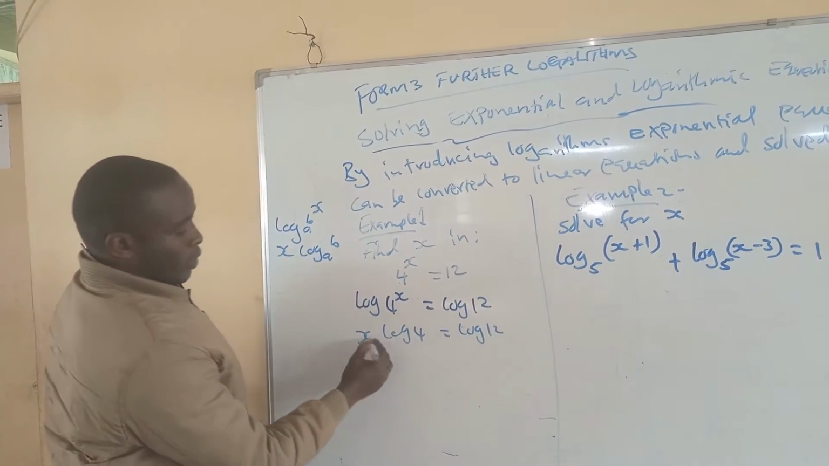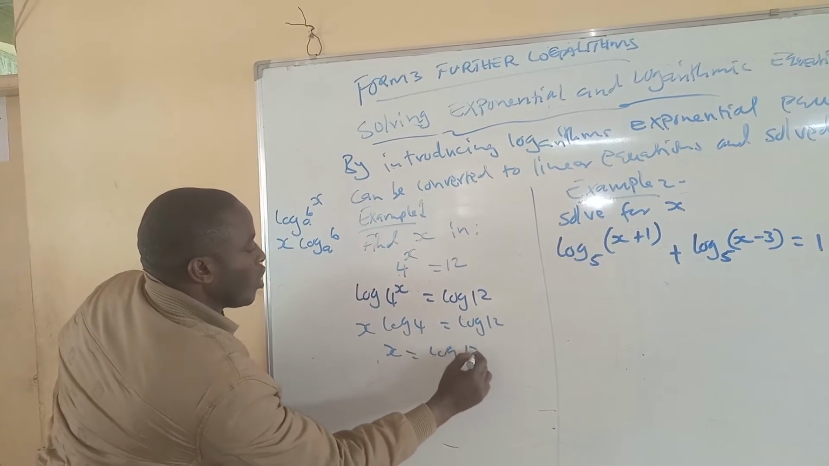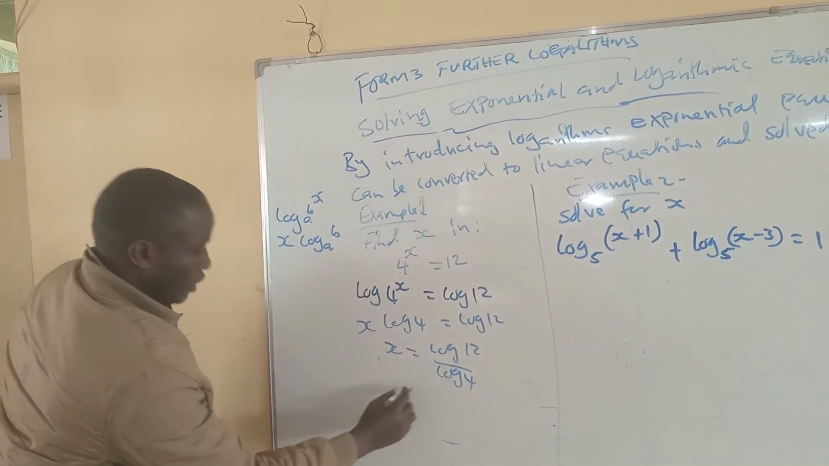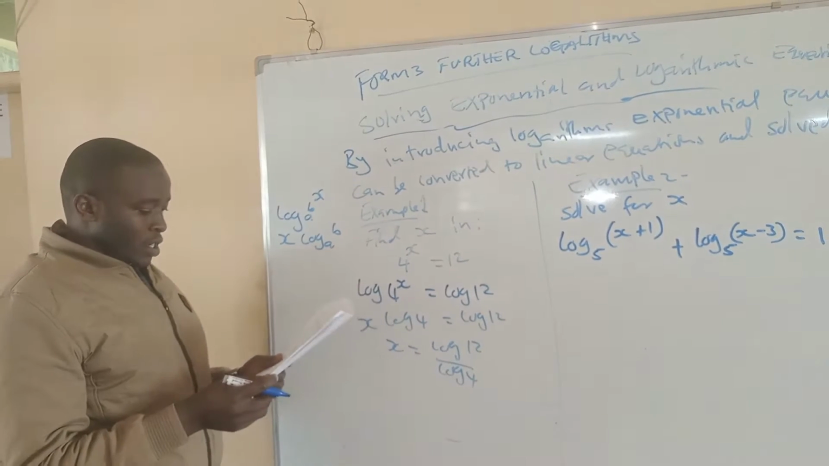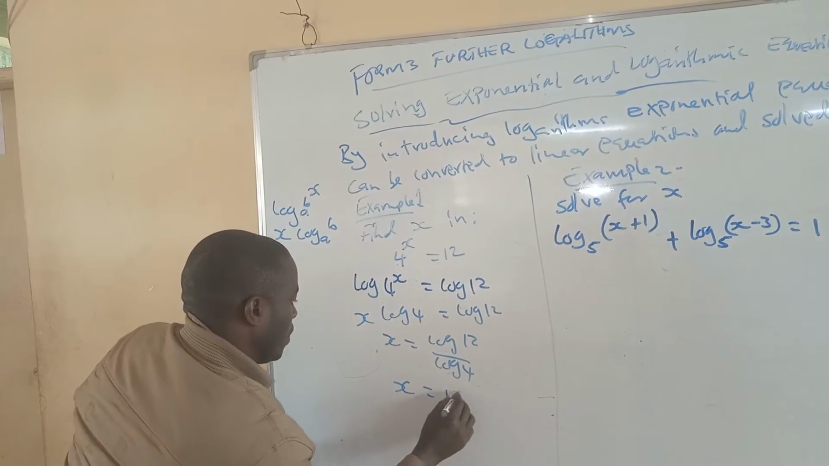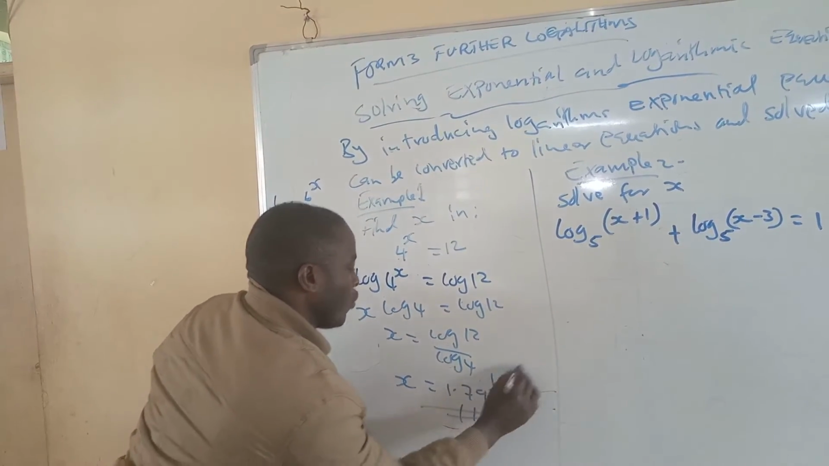So we need x. We will say that x equals log 12 all over log 4. Here you will use your calculator, you press log 12 and log 4. You will find the answer to be 1.792, and therefore x equals 1.792. So that will be the value of x.